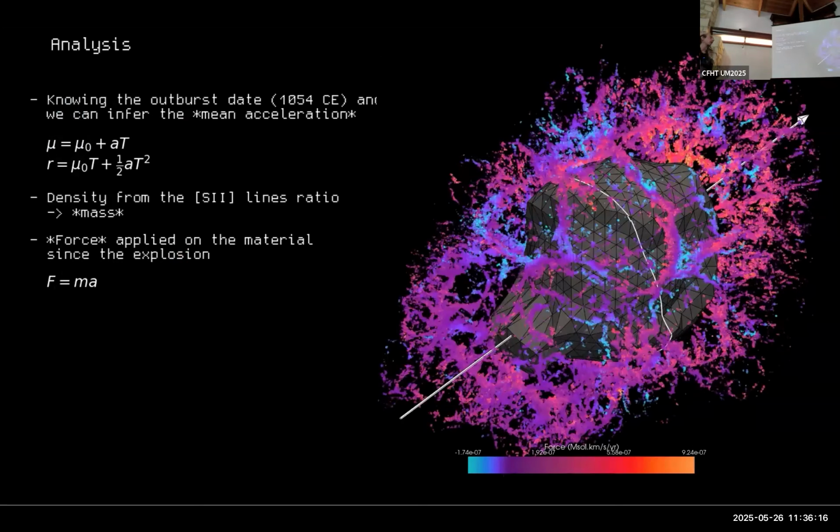Problem is, it's not a well-defined, let's say, torus of decelerated material. It's much more complex than that. In fact, there are decelerated regions everywhere around the nebula.